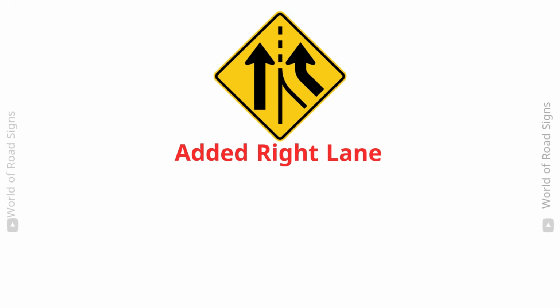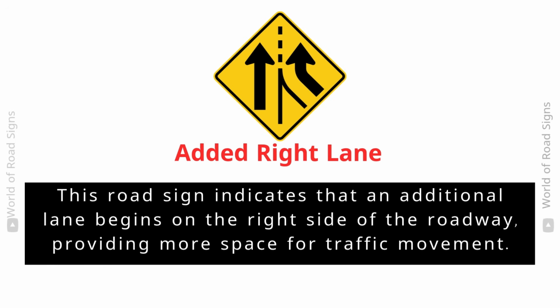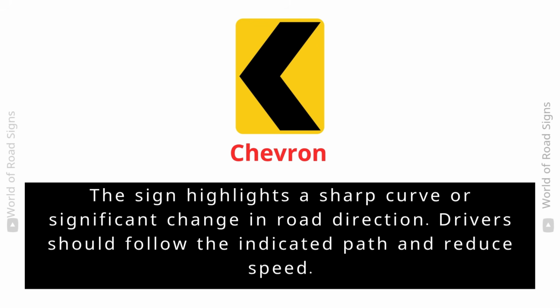Added right lane. This road sign indicates that an additional lane begins on the right side of the roadway, providing more space for traffic movement. Chevron. The sign highlights a sharp curve or significant change in road direction. Drivers should follow the indicated path and reduce speed.